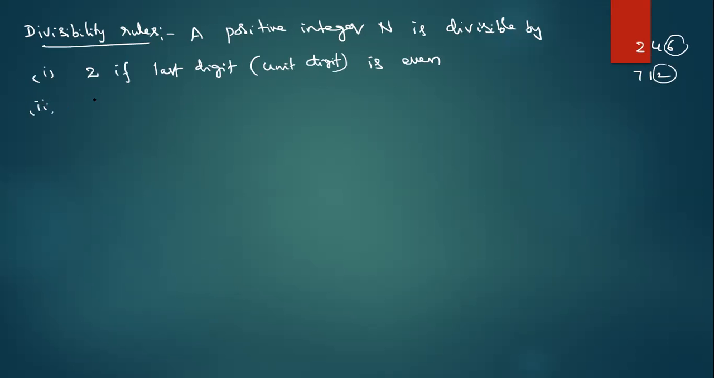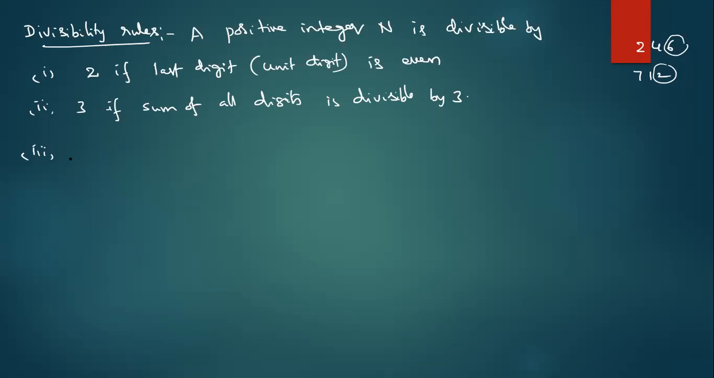2. Anyone? Divisible by 3 means what is the condition? The sum of all the digits should be divisible by 3. Good. Sum of all the digits is divisible by 3. Verify. I'm not giving examples unless anybody needs them.